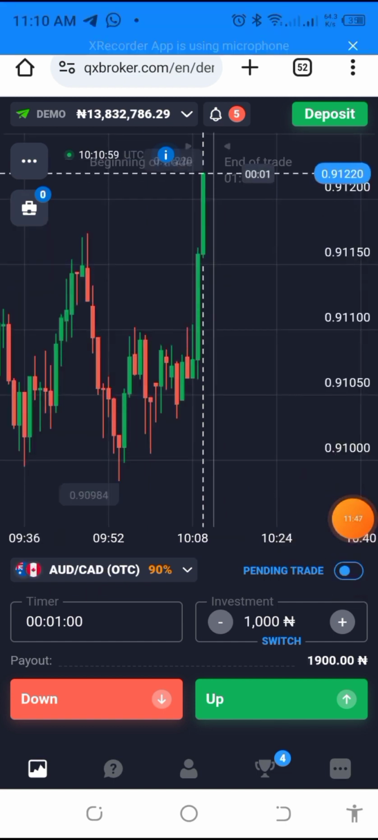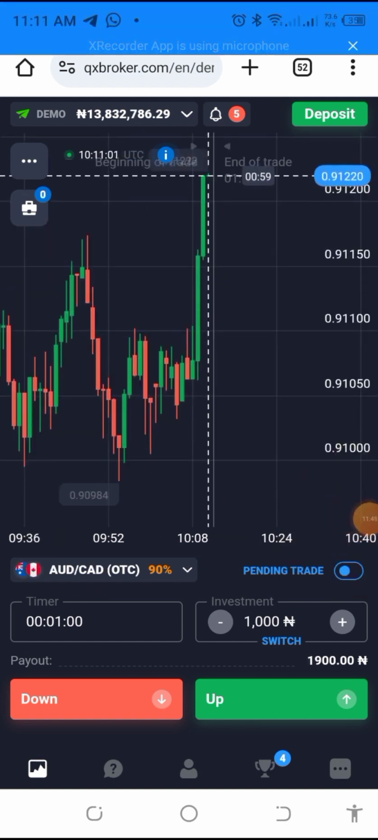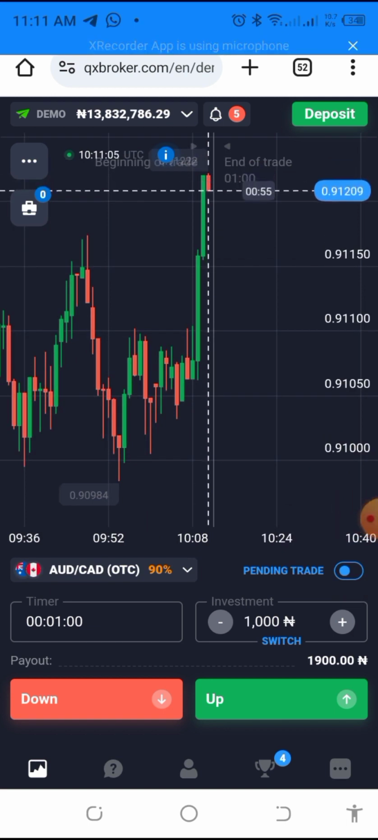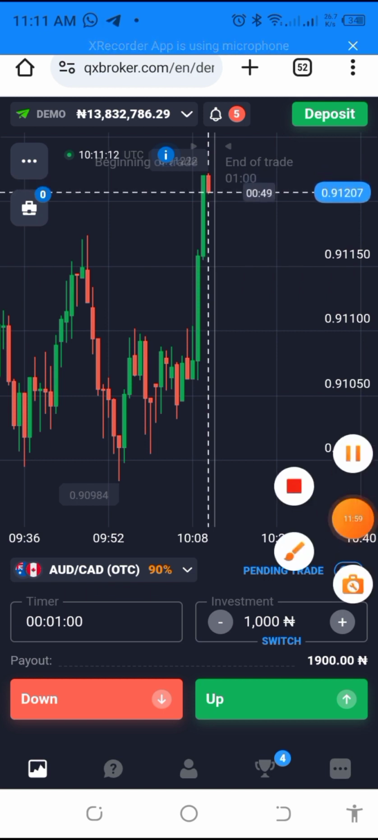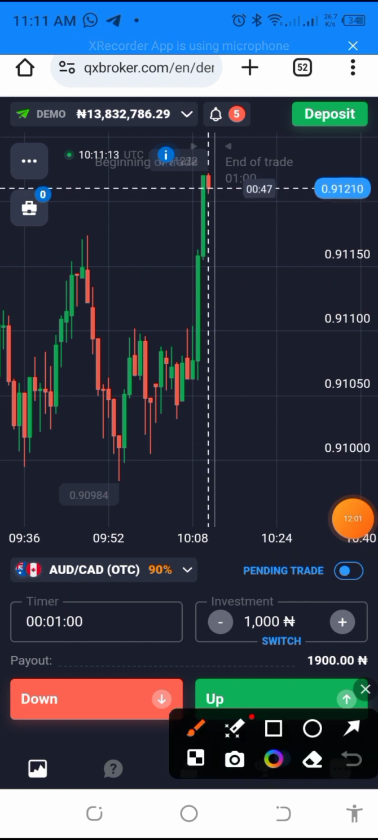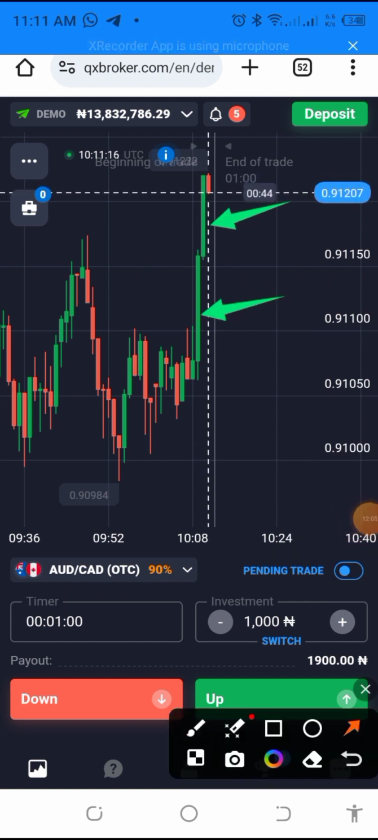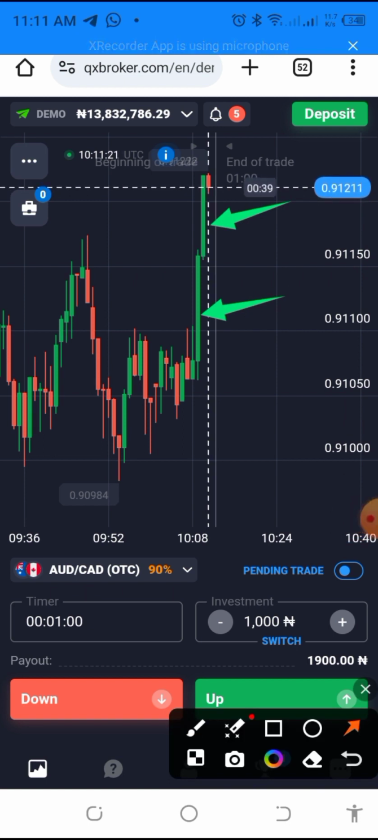Okay, this is another pair I saw, AUD CAD. So now I have to wait for it to make at least two red candles, and then I enter the trade, because there's what my friends call a fair value gap or something. There's a lot of distance to be covered here. See this green? Most times the red comes back to cover it. So I would wait for two red candles before I take this trade.